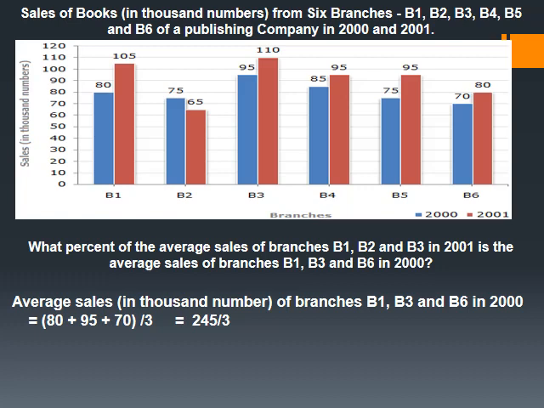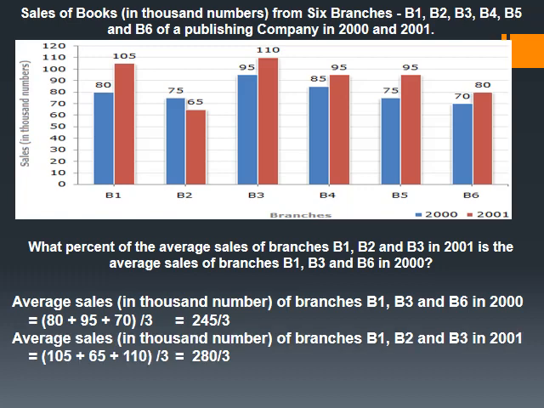First, the average sales of branches B1, B3 and B6 in 2000. B1 in 2000 is 80, B3 in 2000 is 95, and B6 in 2000, I'm sorry, it is blue color, that is 70. So we add all this and divide by 3 because we have to find the average. Whenever it's an average, you add all of them and divide by the number of items. Here we are specifying 3 branches, so divide by 3.